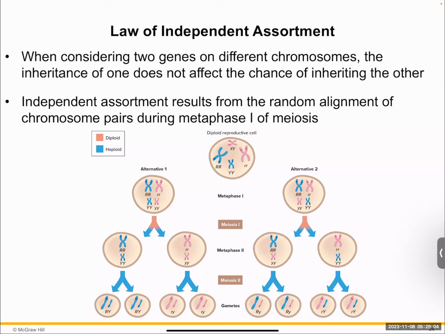So here in this picture, they're showing the process of meiosis 1 and meiosis 2. And notice that there are two different alternatives. So alternative 1, notice that they're the same thing. So here, in this case, everything is the same, right? But the only thing that's different is the way that these chromosomes are organized.